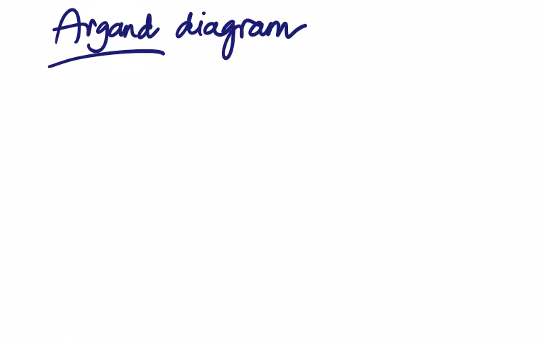We use the Argand diagram to represent complex numbers. The vertical axis here is the imaginary axis for the imaginary parts of our complex numbers, and the horizontal axis is the real axis for the real component of our complex number. So let's plot a few of these points here.